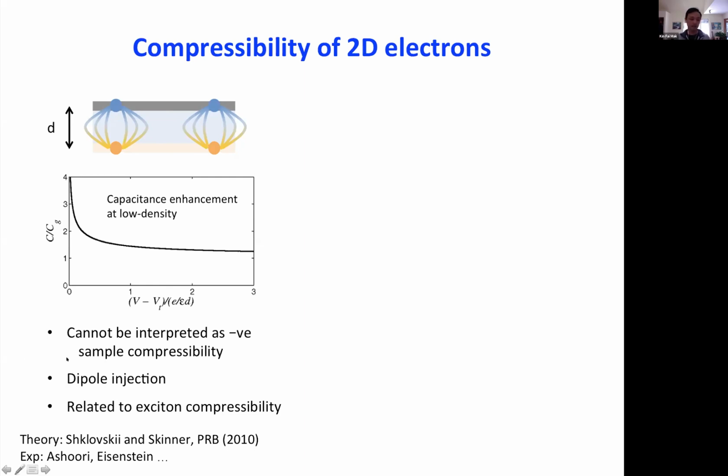In this particular case, the reason for the enhanced capacitance is that injecting charge is like injecting dipoles into the system, because of the image charge when the gates are so close to each other. As a result, the charging energy is much reduced and the capacitance increases. We are also very interested in this problem because it is very much related to the compressibility of interlayer excitons in this system.